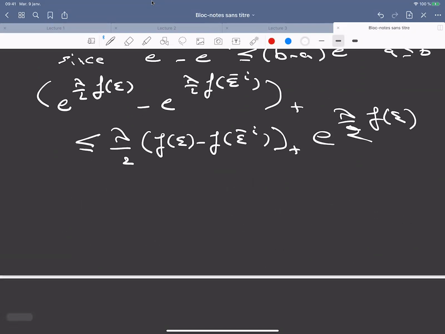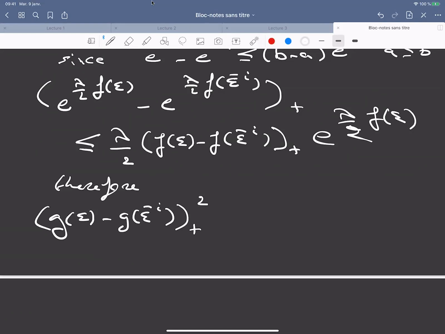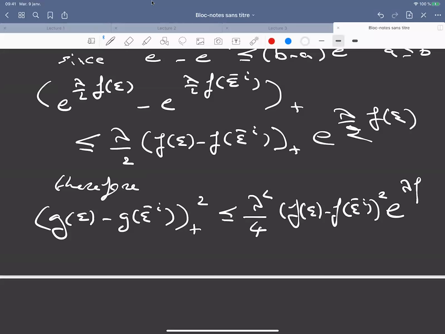And therefore, when we go back to the difference between J at point epsilon and at point epsilon bar I, we take the positive part, we take the square. This is less than lambda square over 4 times the difference between f of epsilon, f of epsilon bar I square, exponential of lambda f of epsilon.